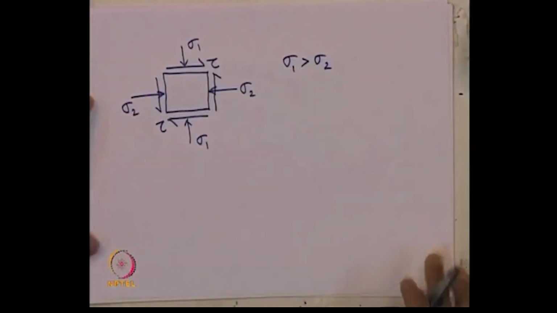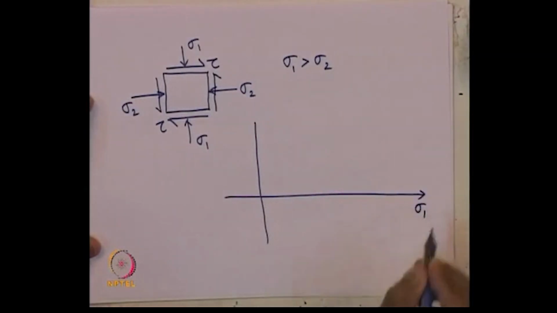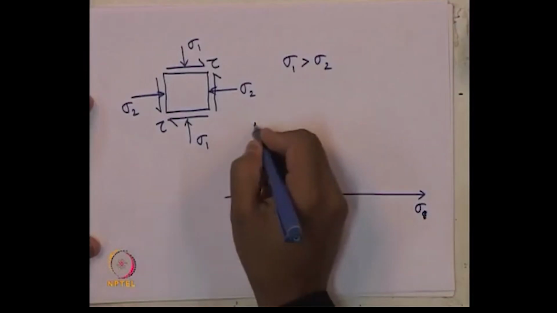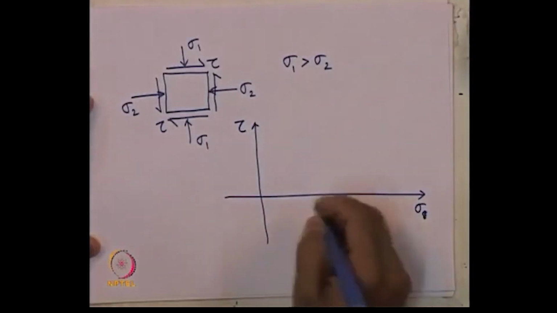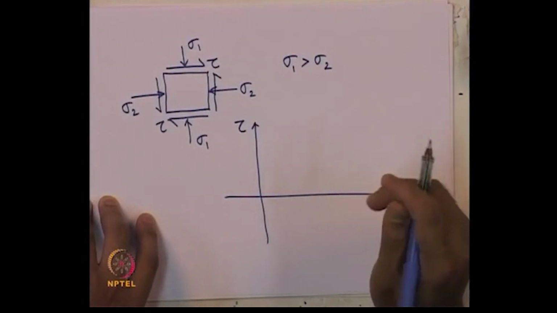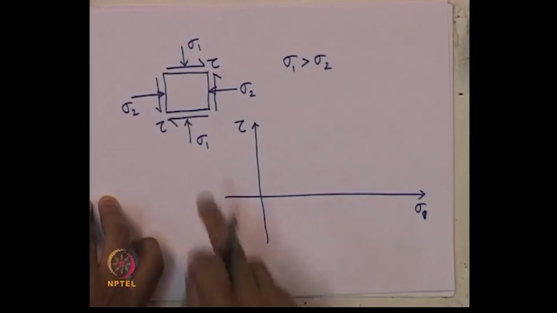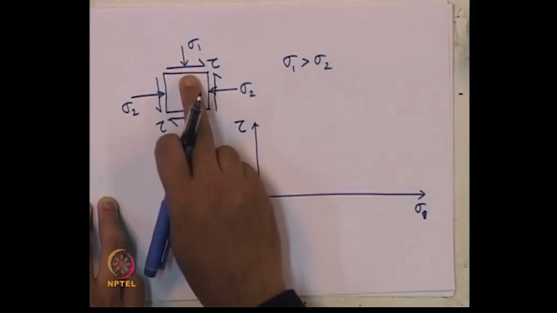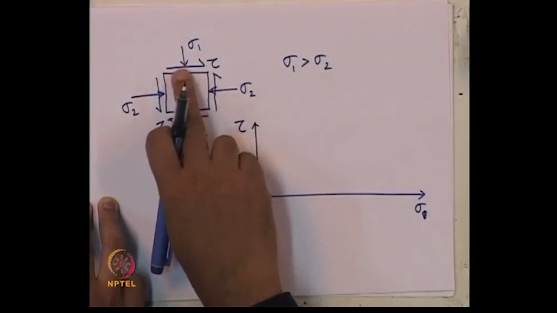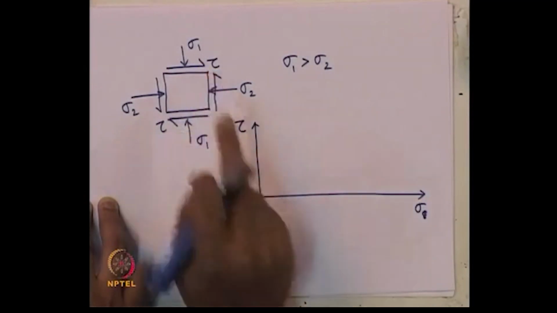If we want to draw this in the form of a Mohr circle, this is sigma, this is tau. So, sigma 1 greater than sigma 2, and the convention we can consider is that anti-clockwise moment is positive. So, on the face where sigma 1 is acting, this tau is creating a clockwise moment about the center of the soil element. That means that tau is negative, right.